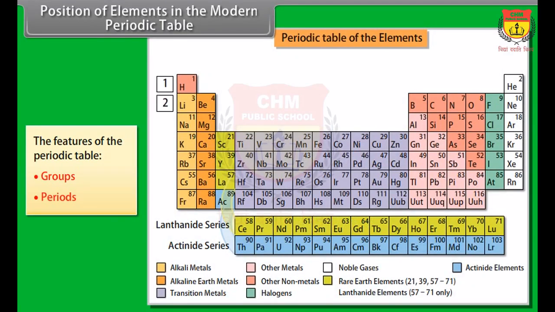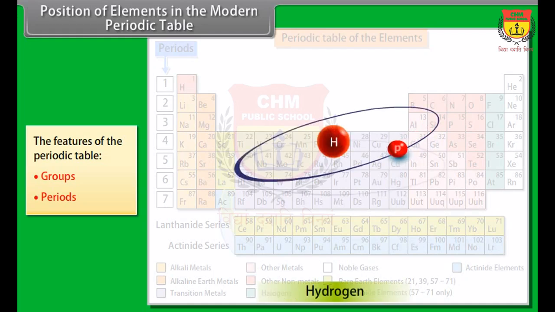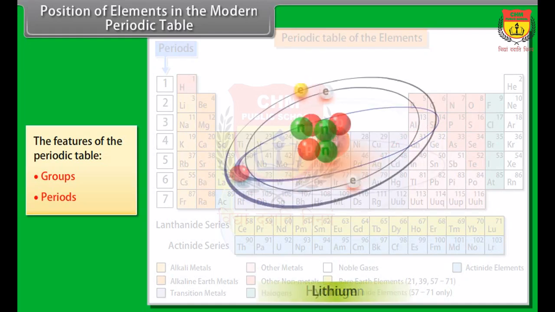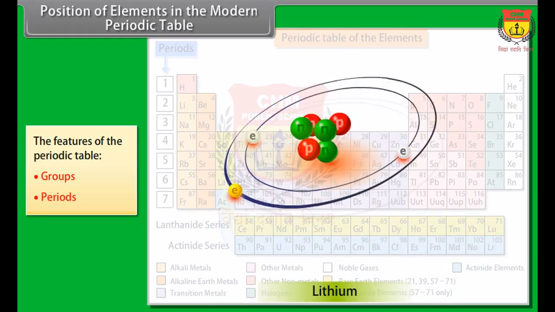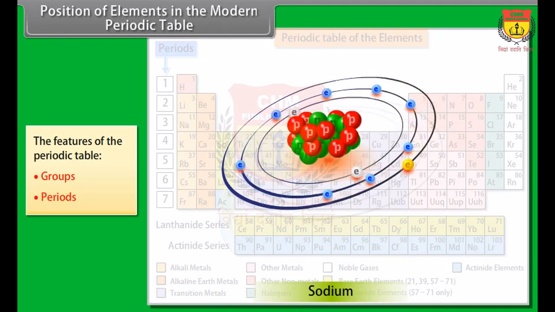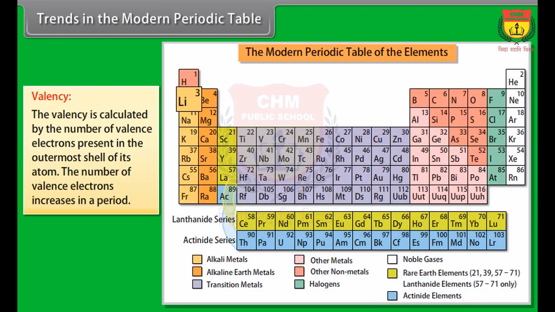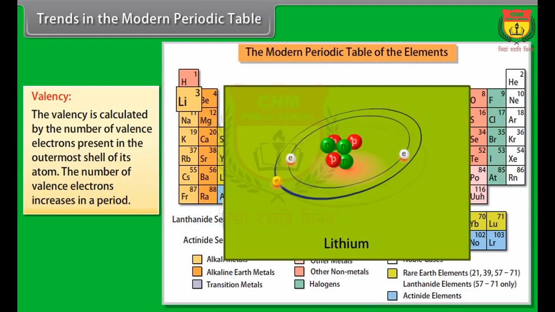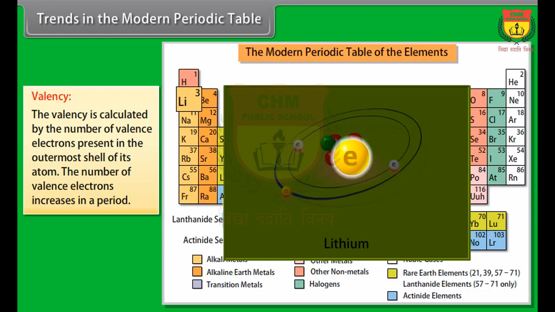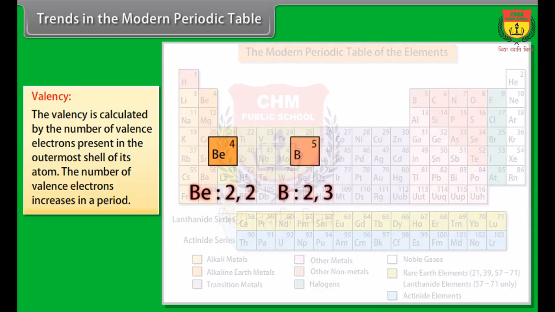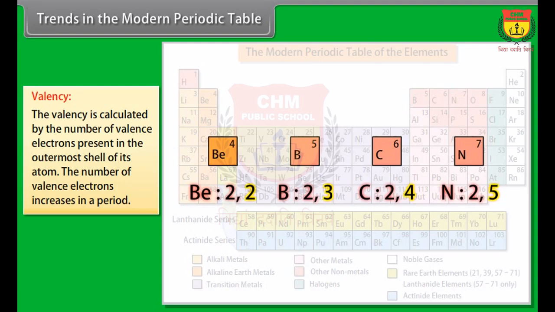Periods. The 7 rows in the periodic table are called periods. In each period, a new shell fills up. The period number is also the number of the shell which starts filling up. Trends in the modern periodic table. Valency. The valency is calculated by the number of valence electrons present in the outermost shell of its atom. The number of valence electrons increases in a period.